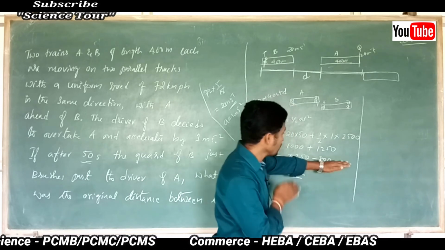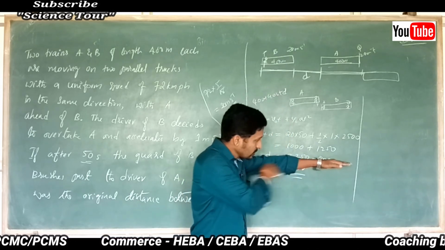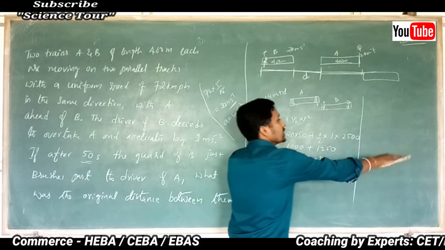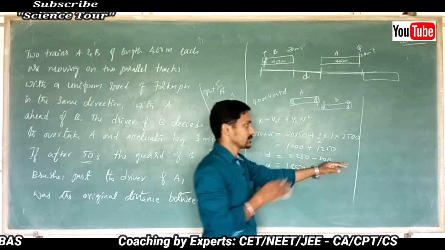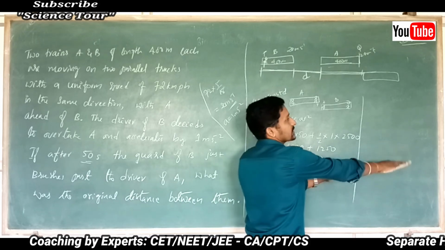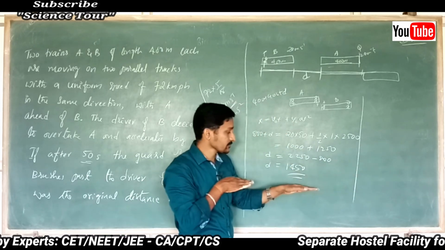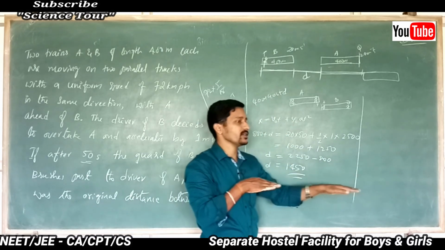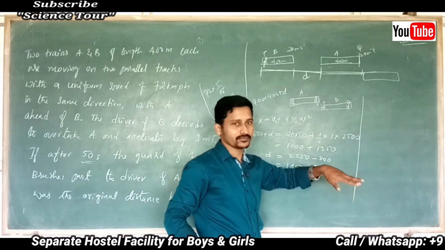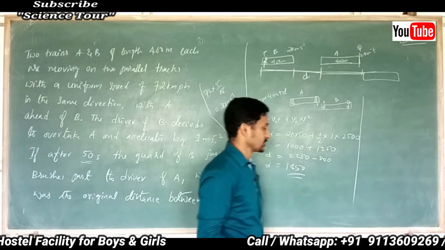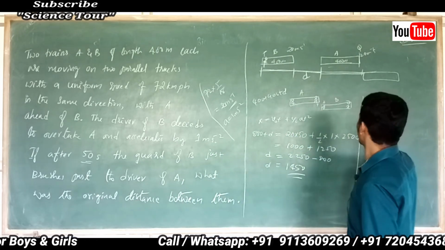If A was at rest, this was the distance, so B was overtaking in this way, and we can calculate after 50 seconds. The only data given is after 50 seconds it is here. Now A is also moving, and B is going to overtake in this way. Some distance A has moved, and that we have to subtract actually. So what was that distance moved by A?